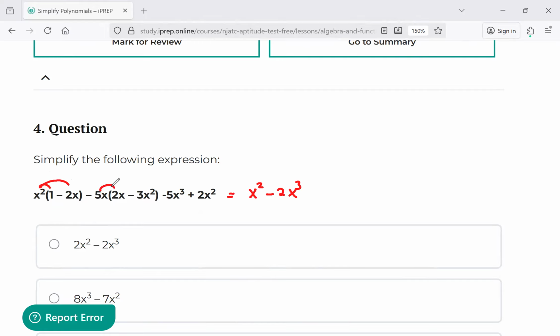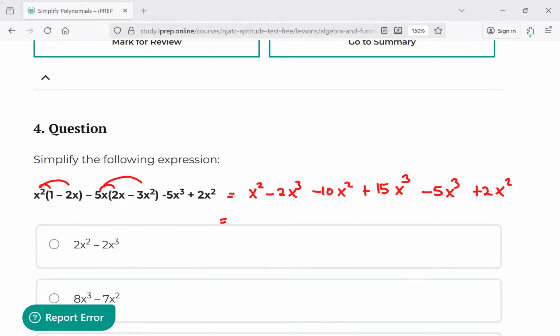And then do this one. What's negative 5x times 2x? So you're multiplying the constants and the letters. Negative 5 times negative 2 is negative 10. And then x times x is x squared. What's negative 5x times negative 3x? That's positive 15x to the third, right? And then these are not near the parentheses, so just bring them down and just collect like terms.